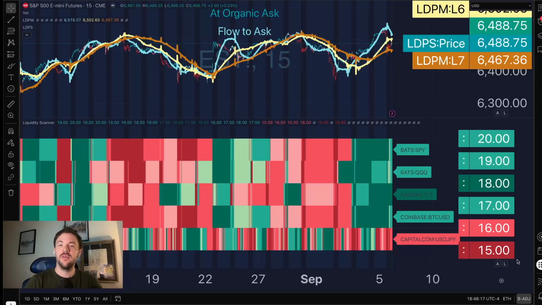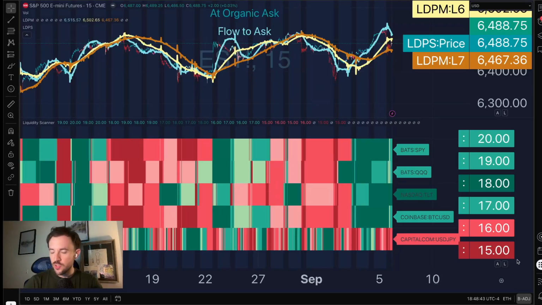It's a Saturday, and so we're not going to be doing an after hours market dive today, but rather we're going to be looking at an additional tool available on TradingView that incorporates LDPM and LDPS into a pretty fun and insightful package, for lack of a better word. The tool is the Liquidity Scanner, and we can see it on the screen right now.